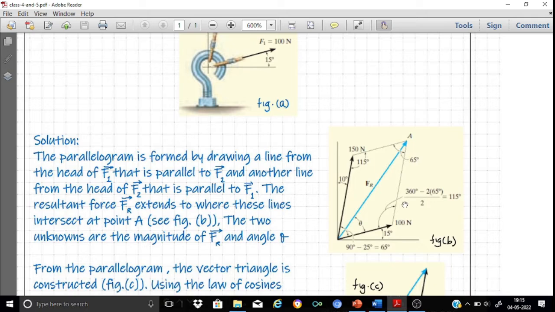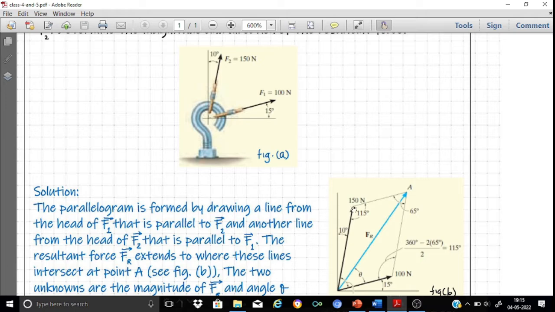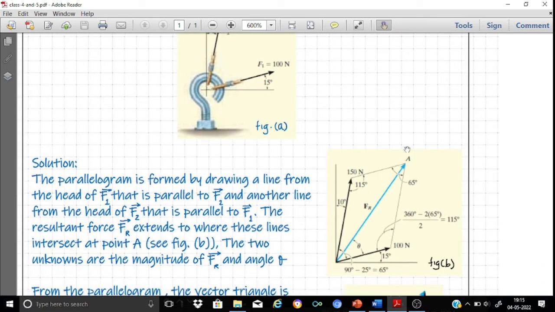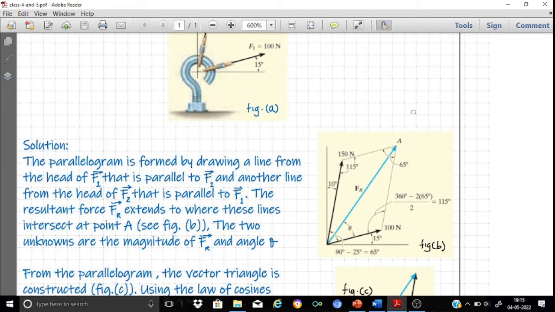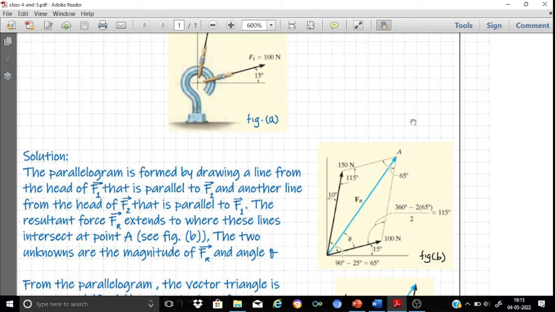Now we have the two sides of the parallelogram. For example, we can draw a line from the head of F1 parallel to F2. Similarly, we can draw a line from the head of F2 parallel to F1, and both these lines meet at point A. Now, obviously, the diagonal of this parallelogram represents the magnitude and the direction of the resultant. It is important here that we mark all the angles correctly, because the angles calculated must be correct enough to be applied for the sine rule and the cosine rule.